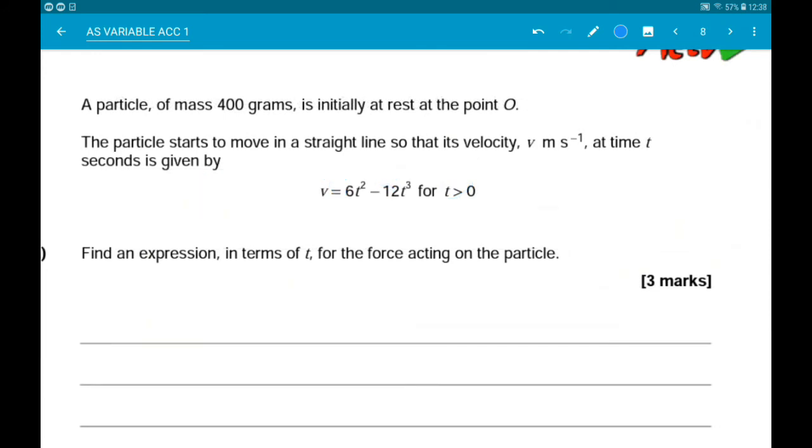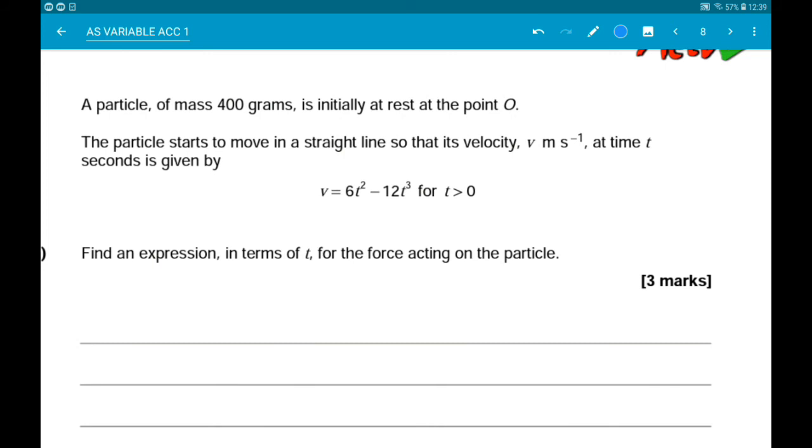Okay then, final question for this set, probably the nicest of them. So a particle of mass 400 grams is initially at rest at point O. The particle begins to move in a straight line so that its velocity, v meters per second, at time t seconds, is given by v equals 6t squared minus 12t cubed. Part A wants us to find an expression in terms of t for the force acting on the particle.